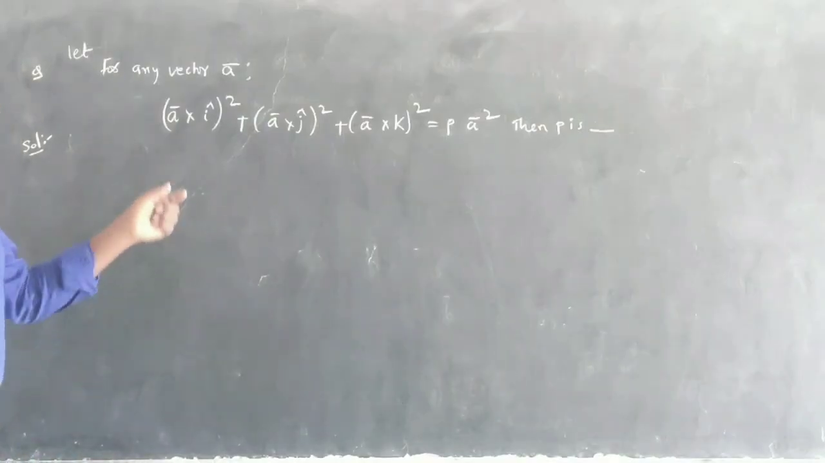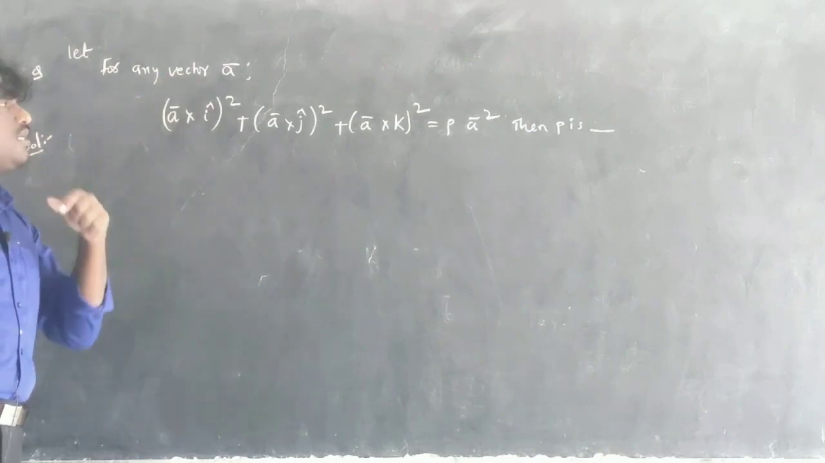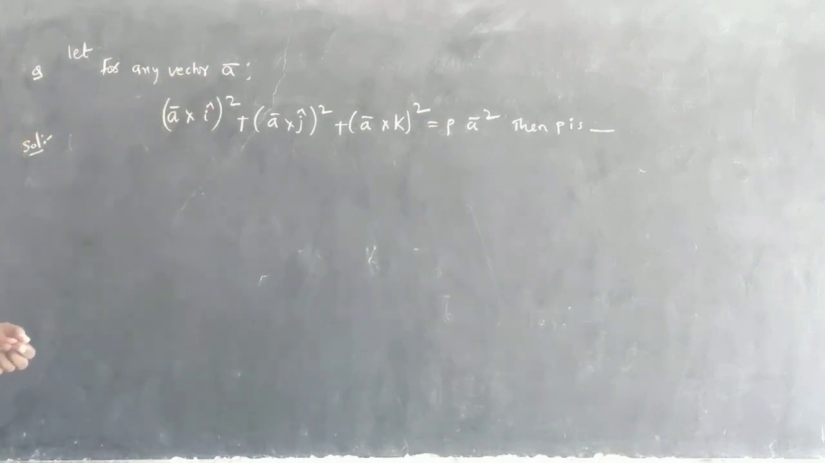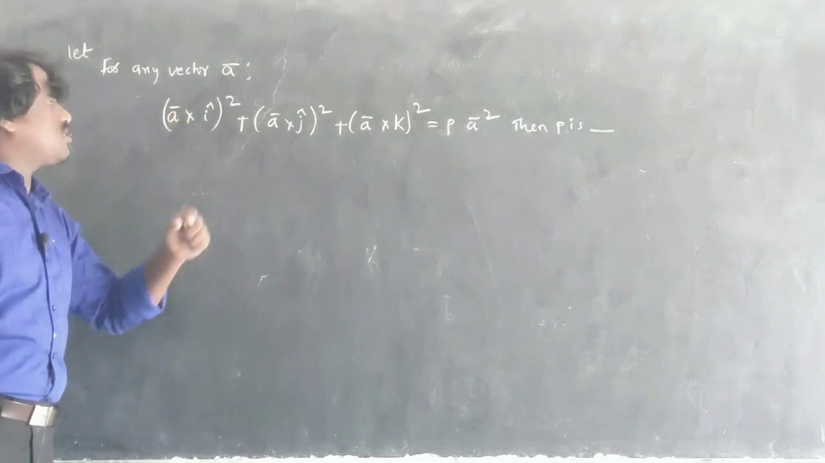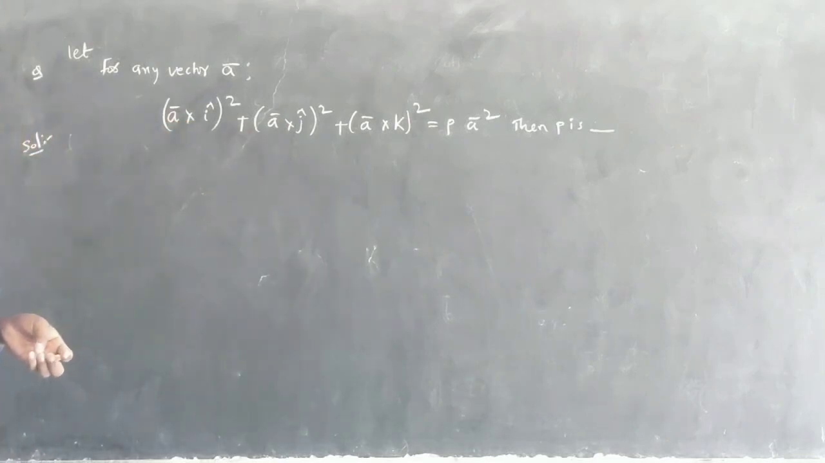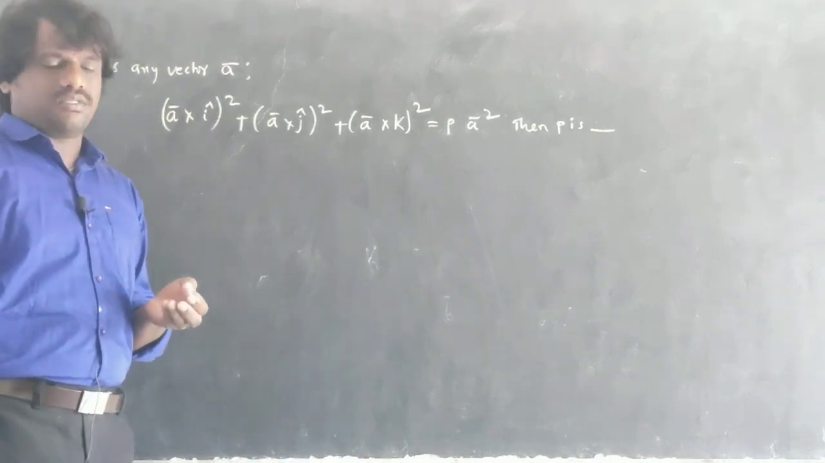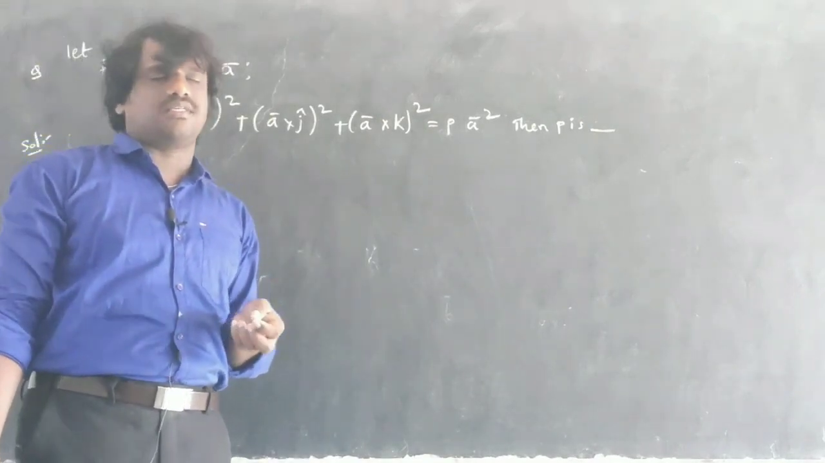The question is: for any vector A, (A cross I) whole square plus (A cross J) whole square plus (A cross K) whole square is equal to P times A square, then what is the value of P? This is a JEE numerical based question. This is how to solve it.